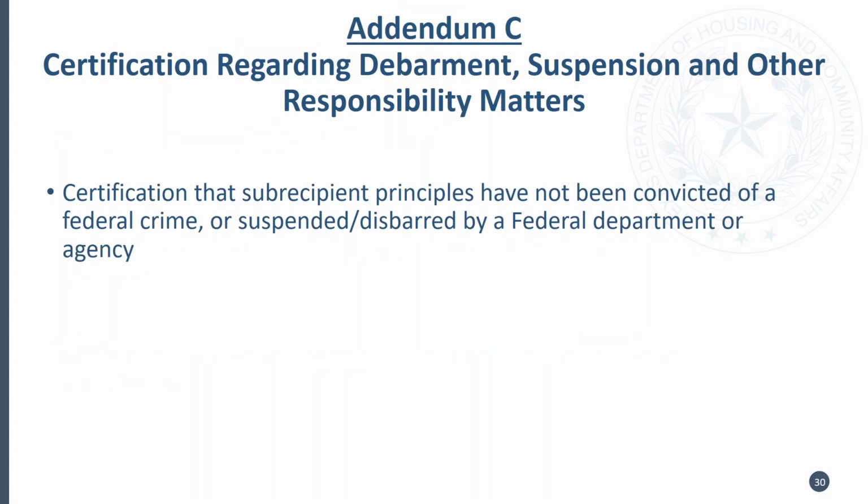And Addendum C, there's a lot more on Addendum C. I took a lot of it out for this slide, so be sure to read over it. But it basically says certification that no principals at your organization have been convicted of a federal crime or disbarred from a federal organization. And the addendum gives you ways to look that up.